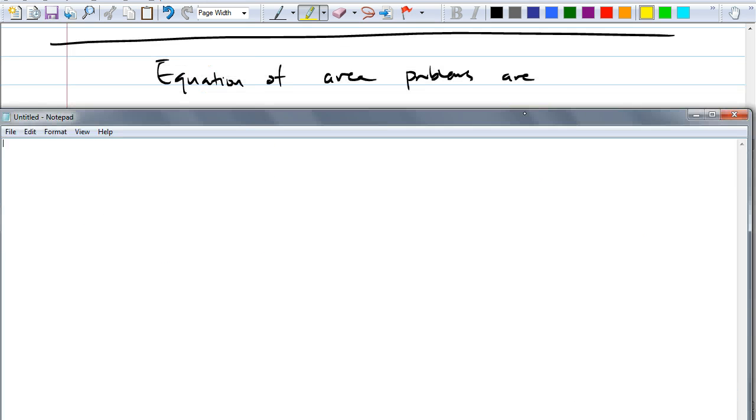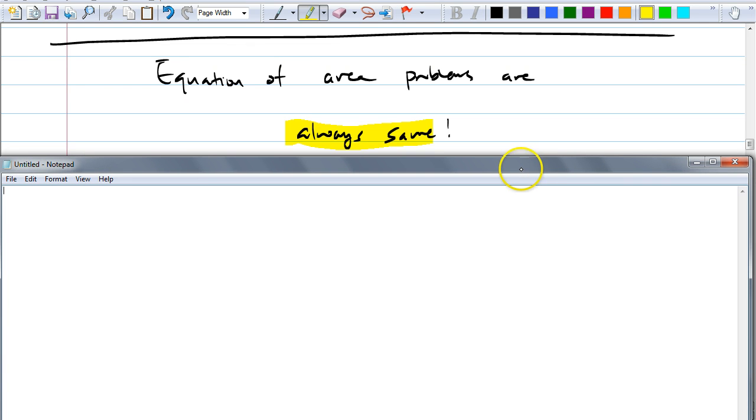Okay, guys, write this down. The equation of area problems are, write this down. This is fact, are always the same. Or the formula, okay? So whenever you come up with an equation of the area problem, I should write down formula instead of equation. Can you write down formula? Sorry, let me fix that. Here you go. The formula is always the same.